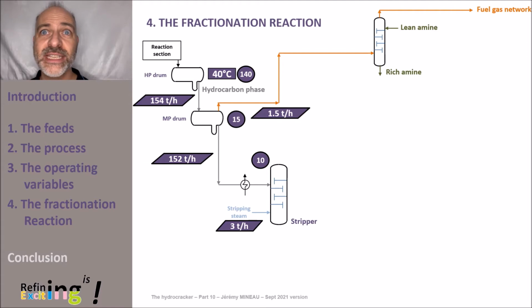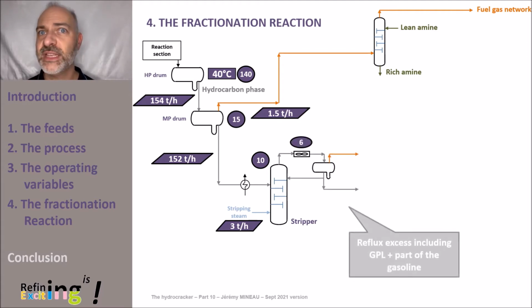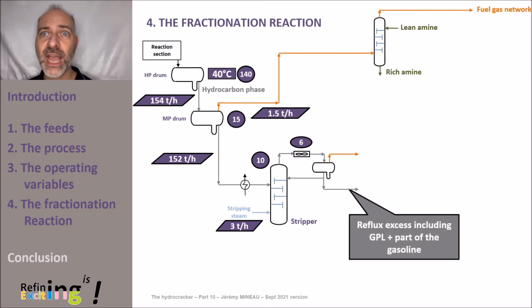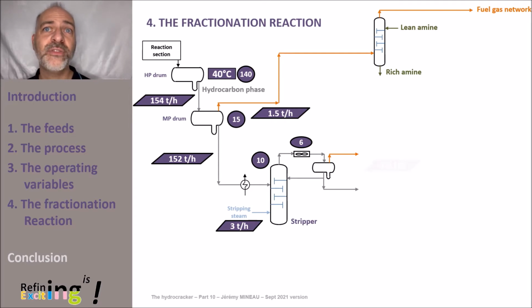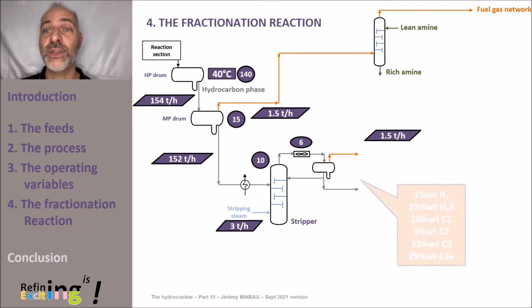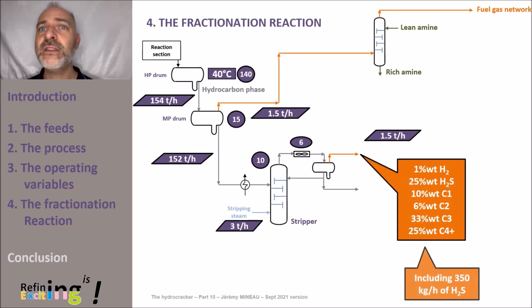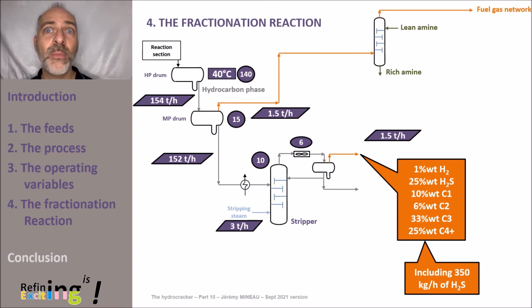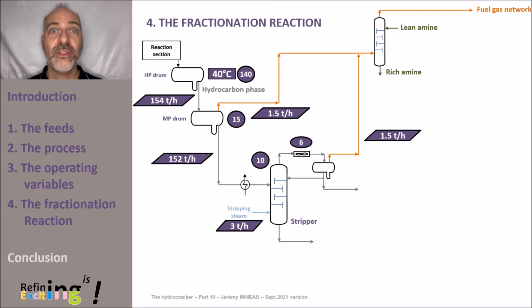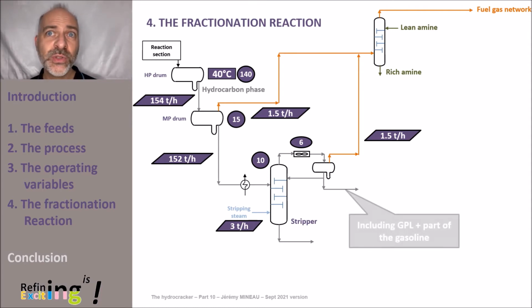We will have a gas phase leaving the reflux drum as well as a liquid stream, also called excess of reflux. This liquid contains the LPG plus part of the gasoline produced in the reactor. The gas flow is about 1.5 tons per hour and is mainly composed of C1 up to C4. It includes about 20% of the H2S that was produced in the reactor. This gas stream will be washed with an amine solution to remove the H2S before joining the refinery's fuel gas network.